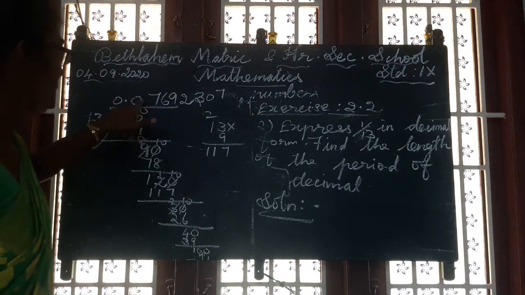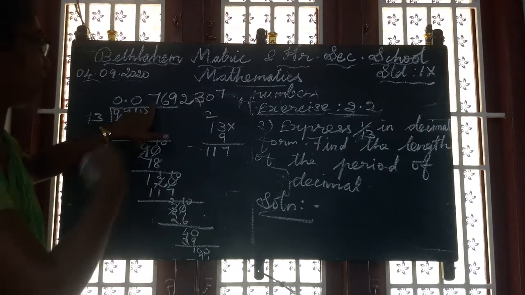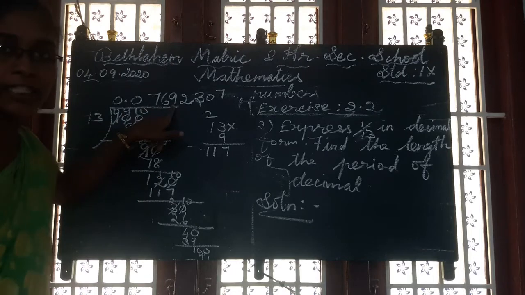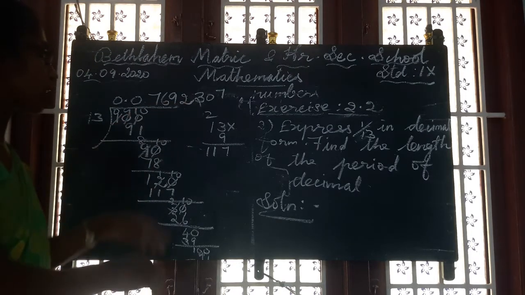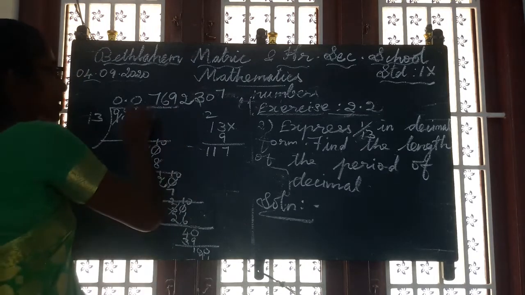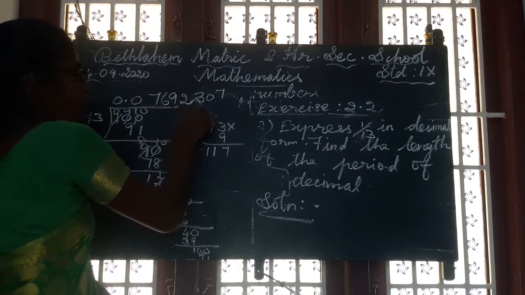Now we check it: 0, 7 again. When we are taking, 6 will be get. Again what will be get? 9, 2, 3. So it will repeat. Again will be get 0, 7, 6, 9, 2, 3.